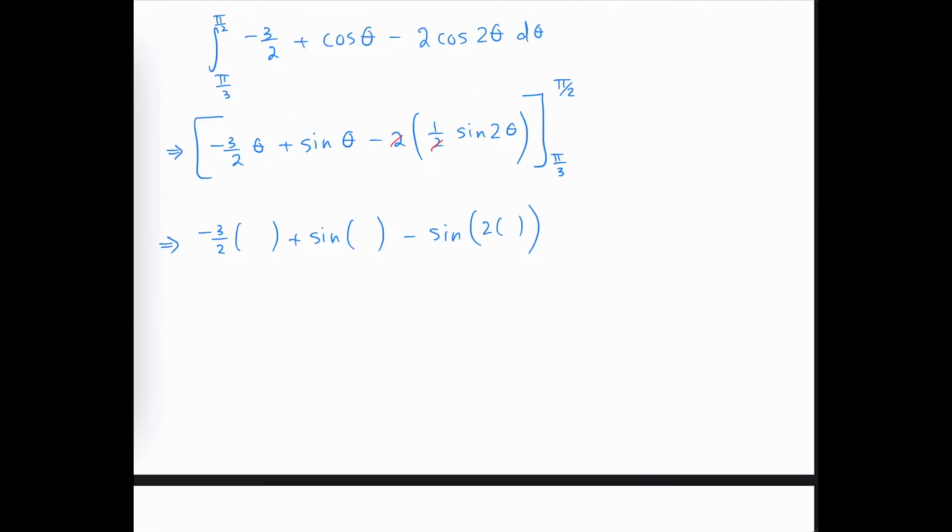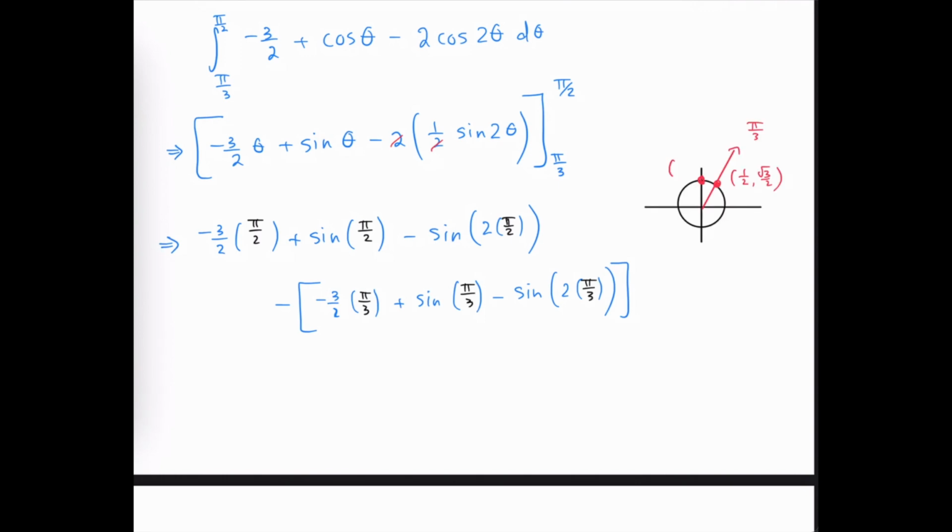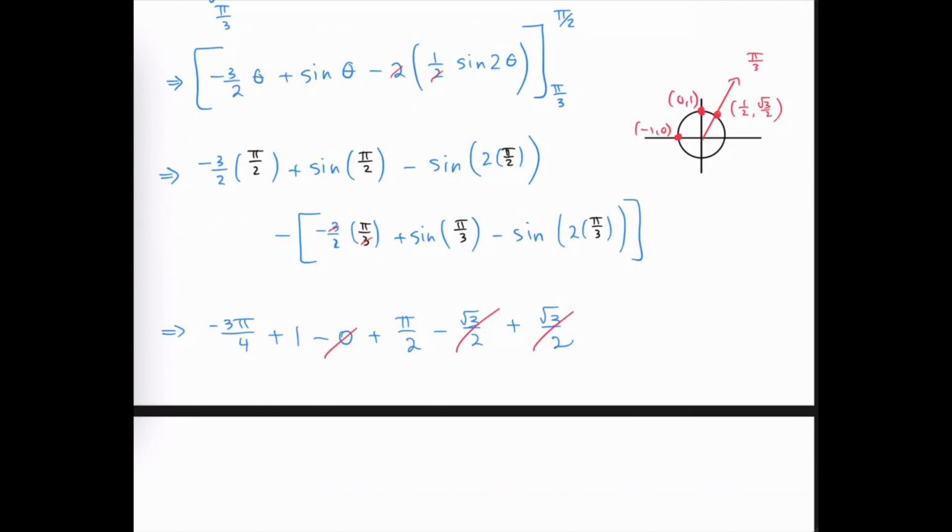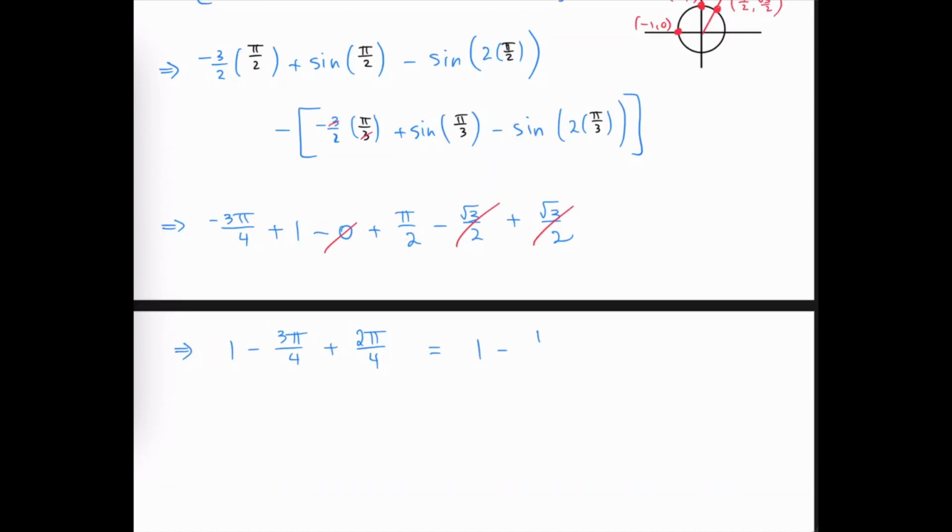So now let's plug in our upper limit of pi over 2, and from that we'll subtract the lower limit plugged in, which is pi over 3. Let's get a unit circle up here to help us out. And now let's evaluate all of this and continue to reduce. And then we have 1 minus pi over 4 as the area of this second domain region.